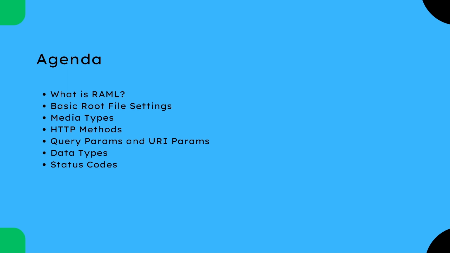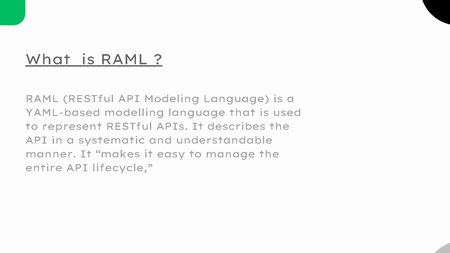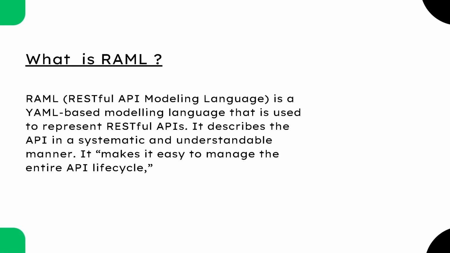What is RAML? So guys, RAML is nothing but a RESTful API modeling language. It is a YAML based modeling language that is used to represent the RESTful APIs. It describes the API in a systematic and understandable manner, which makes it easier to manage the entire API lifecycle.